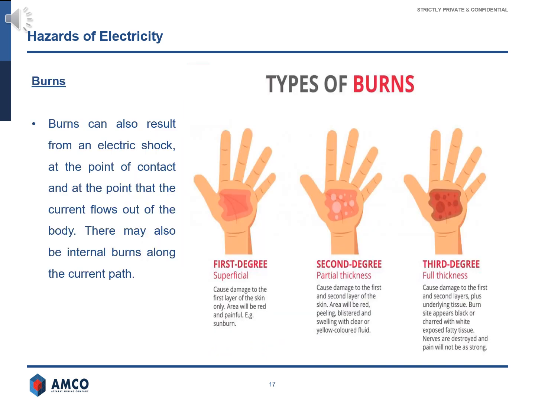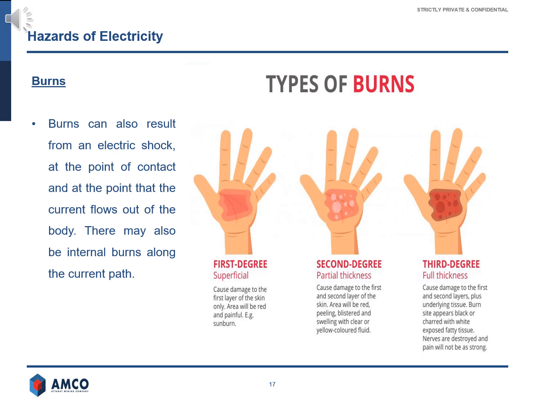Burns can also result from an electric shock, at the point of contact and at the point that the current flows out of the body. There may also be internal burns along the current path. First-degree burns. These burns affect only the outer layer of the skin, epidermis. They cause redness, mild swelling, and pain, similar to a sunburn. The skin may peel as it heals.